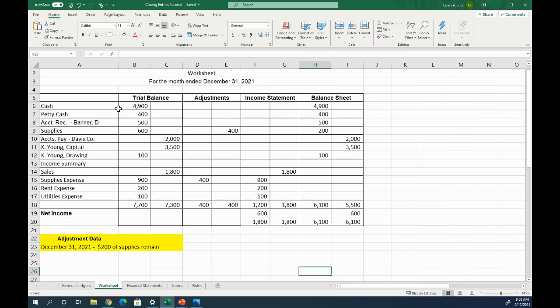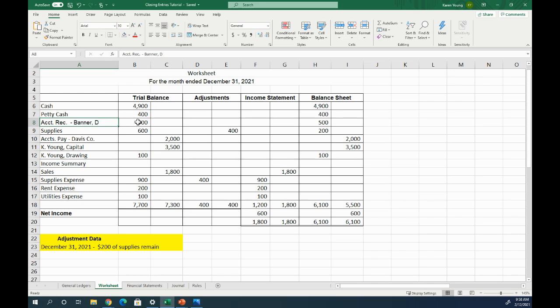That's going to be very different than my temporary accounts. Cash is permanent. If I leave off one year with $4,900, I start the next. Same thing with petty cash. I'm not just going to get rid of my petty cash simply because the year has ended. Accounts receivable, that's permanent.